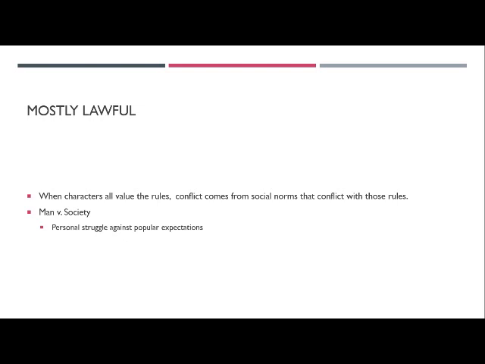When characters are mostly lawfully aligned, meaning they mostly believe in the rules and want to uphold the rules, whether or not they are good or evil, the conflict, then, must come from social norms that conflict with those rules. This is when you get man versus society as your conflict. Man versus society is defined as a personal struggle against popular expectations.